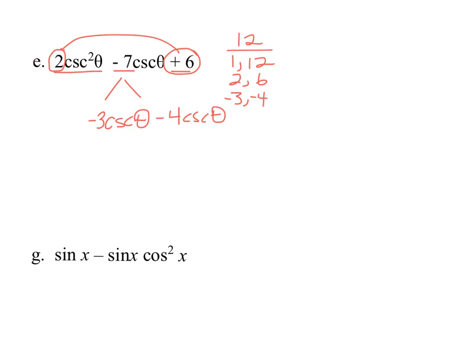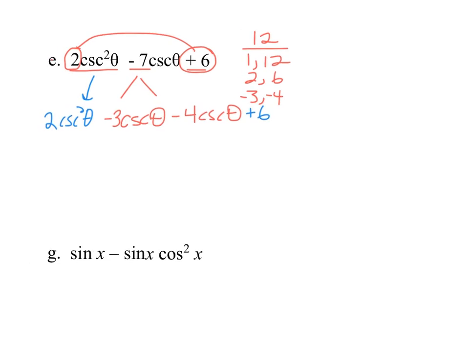And then I'll drop the first term and the last term out in front. 2 cosecant squared theta plus 6. Take a moment if you need to give yourself enough room to write that out. And then press play when you're ready and we'll finish the factor process.